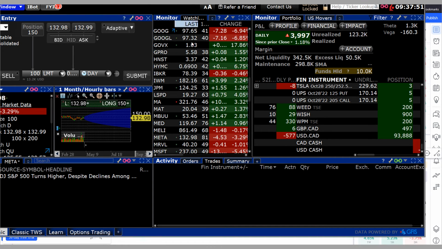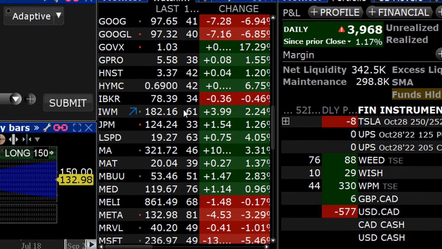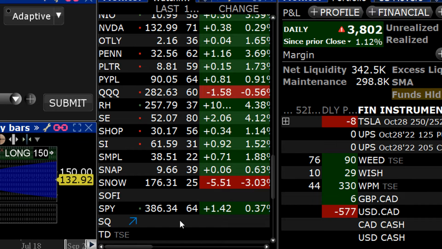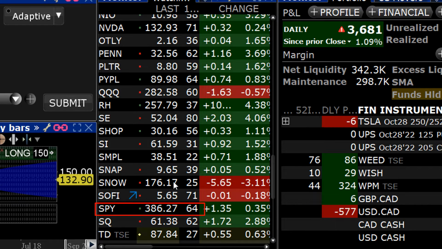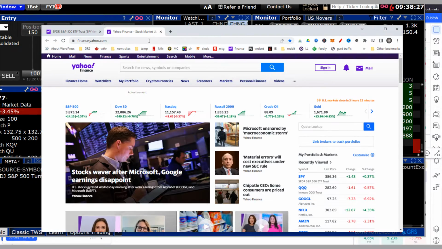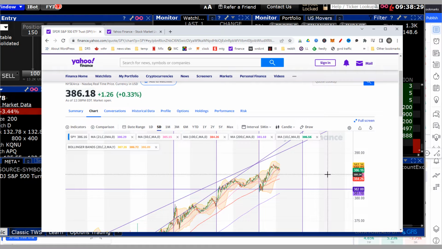So not as volatile as the previous couple of days. IWM, we have an IV rank of 61. For QQQ, 60 and for SPY 64. So it looks like I'm going to be trading the Spider S&P 500 again, currently at 386. Let's take a look at the chart and figure out which direction it's going.